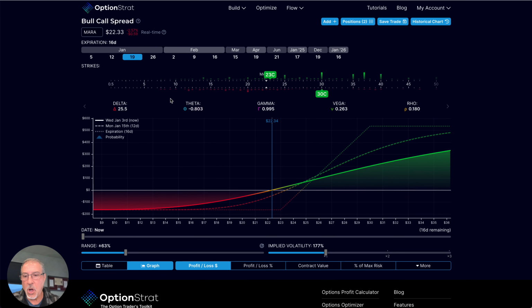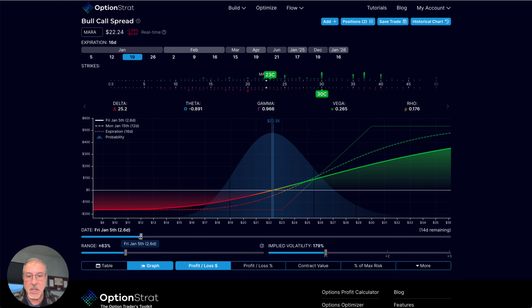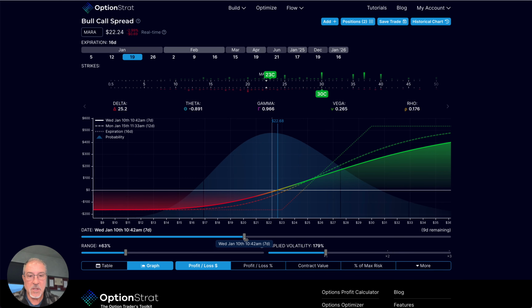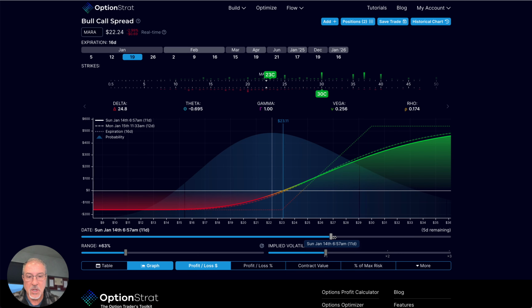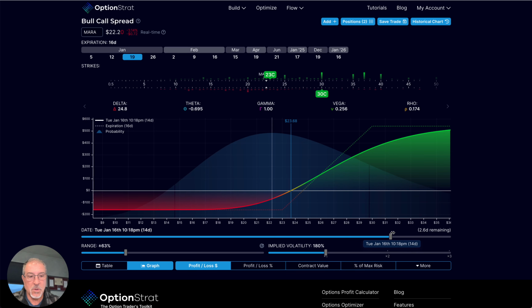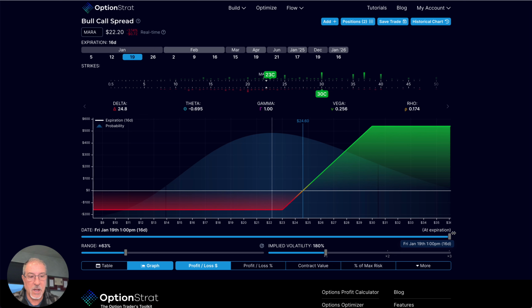This is a call spread that we are paying money for. So if the market does not move on us, if this thing stays right where it is, we're going to be starting to lose money on this trade. So again, this is a bullish position. We have to recognize that the value of the underlying is going to have to go up in order for this to be profitable for us.